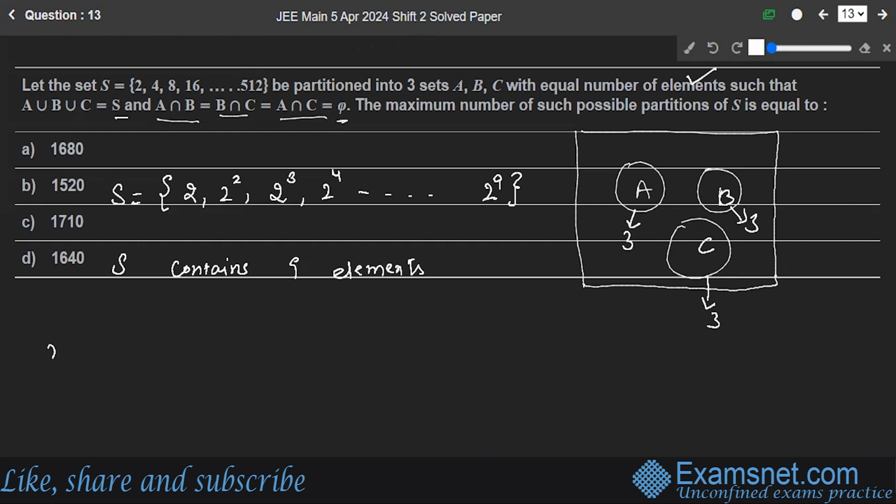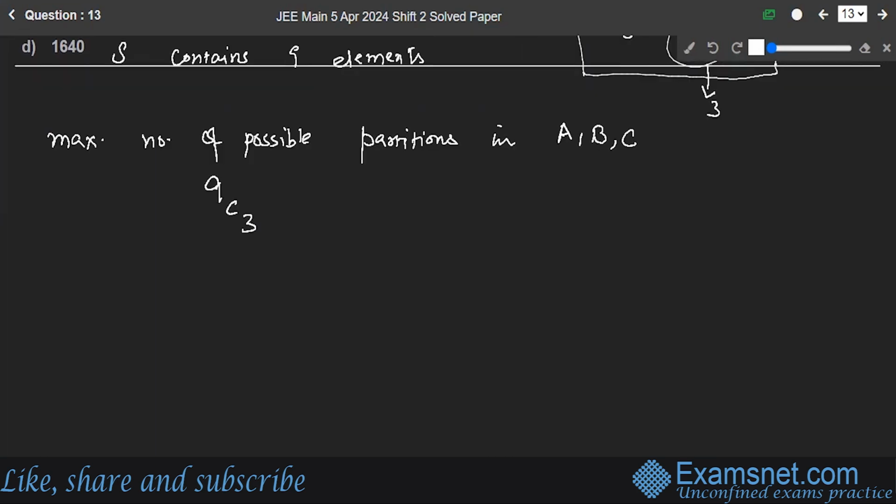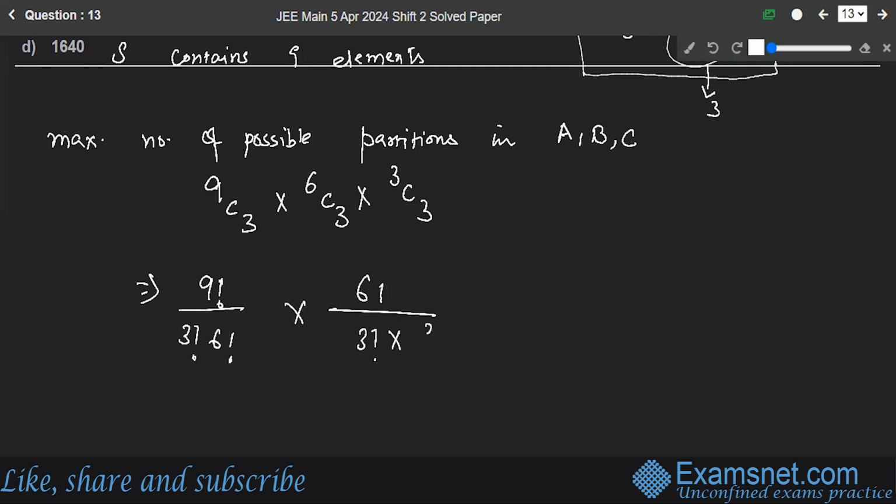So the possible or maximum number of possible partitions in A, B, and C. See, any one of them can have, out of 9, they have to pick any combination of 3, and then 6 will be left. From there, pick 3, and then after that, picking 3 from there, you'll be left with 3. So 9C3 times 6C3 times 3C3. This will be given by 9 factorial upon 3 factorial into 6 factorial, 6 factorial upon 3 factorial into 3 factorial, and this is 1.